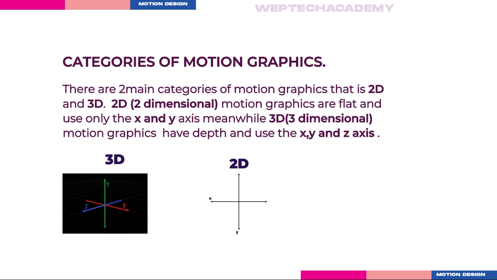Motion graphics done in 2D, or two-dimensional, are usually flat and basic and have no depth, while those done in 3D, or three-dimensional, have depth. The two-dimensional motion graphics, as we have seen written there, usually use just the X and the Y axis for animation, while the 3D uses the X, Y, and Z axis. That is, the 3D graphics have depth.